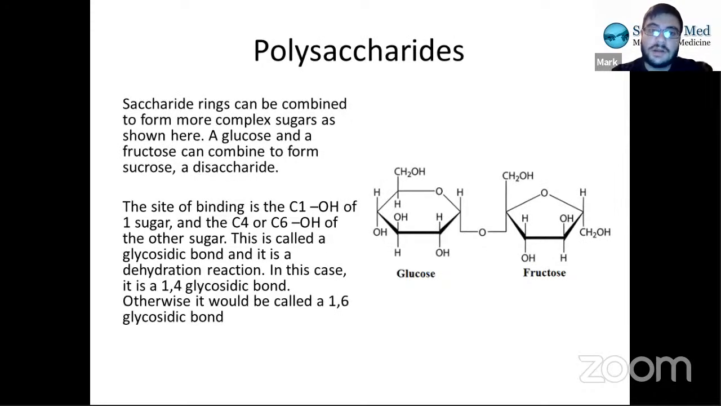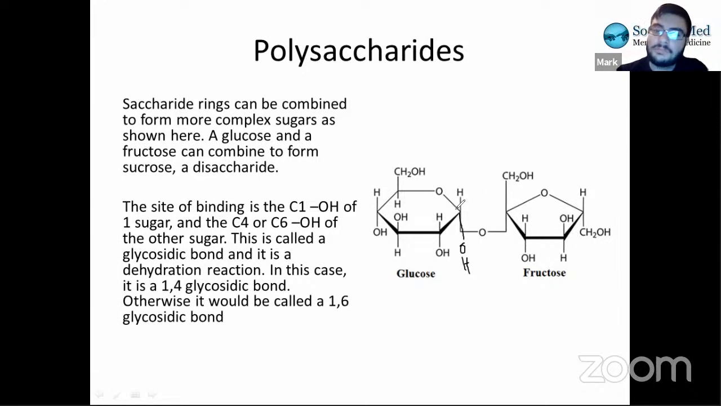So talking about polysaccharides, saccharide rings can be combined together to form more complex sugars, as shown here. A glucose and a fructose can combine to form sucrose, a disaccharide. And you see here, this used to be an OH, and this used to be an OH as well. Over here on this fructose, if you notice, this fructose is a little bit different than this one. This is a 5-membered ring instead of a 6-membered ring. We'll get into that in a bit, but these sugars can be 5- or 6-membered.